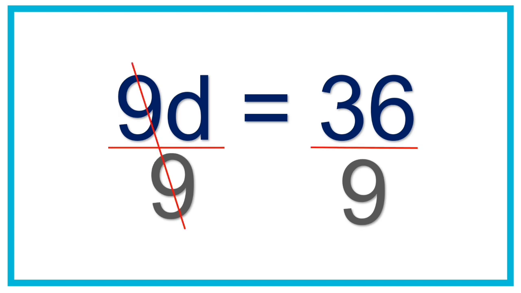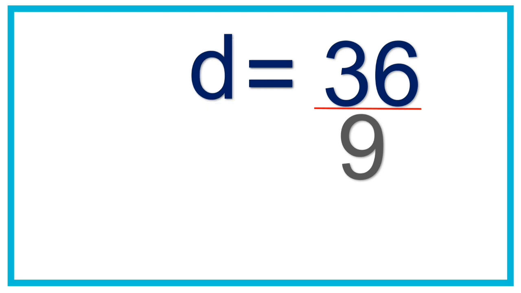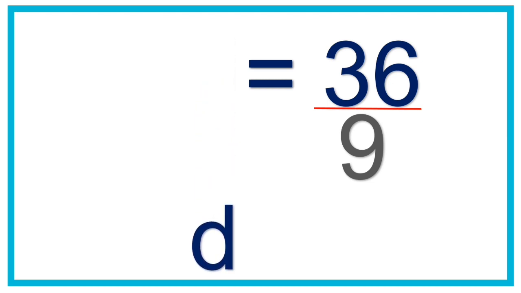That cancels 9, leaving us d isolated. We just have to bring it down, bring down the equal sign, and the answer to 36 divided by 9 is 4. You got it.